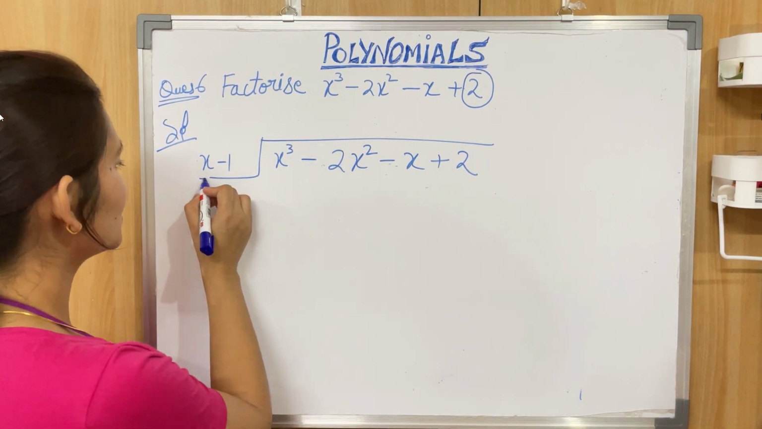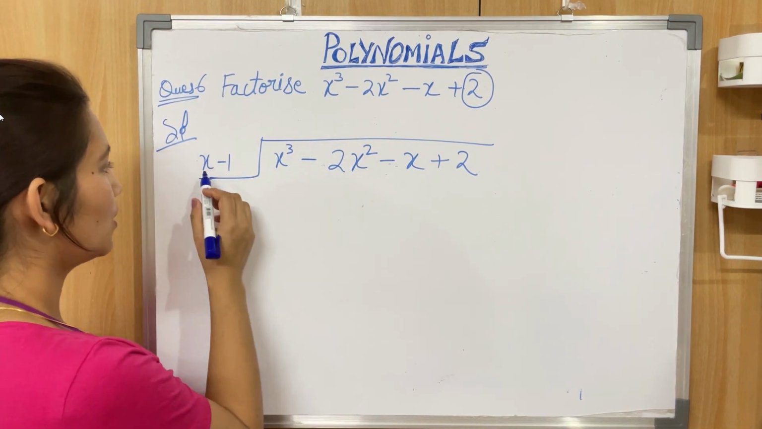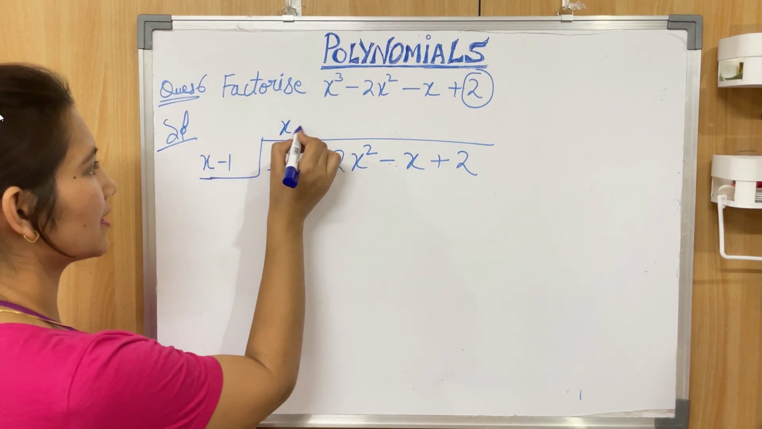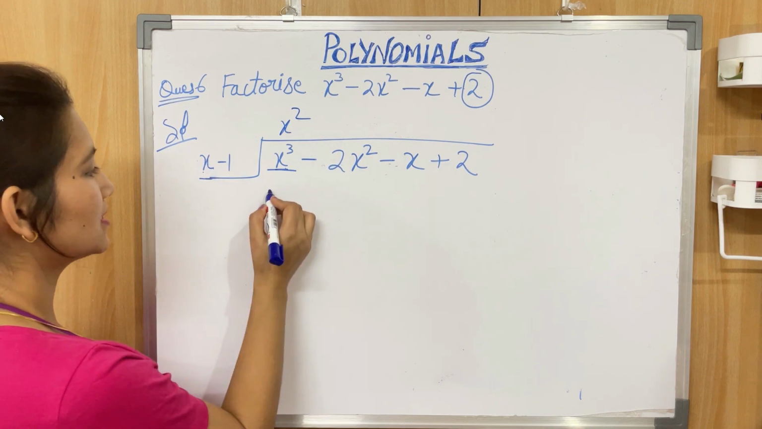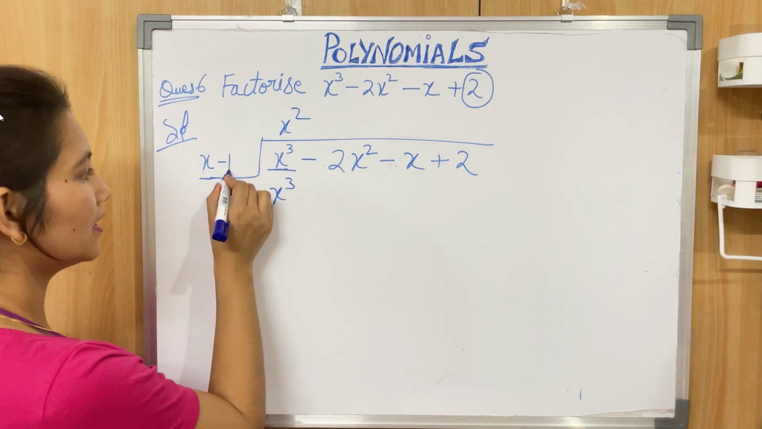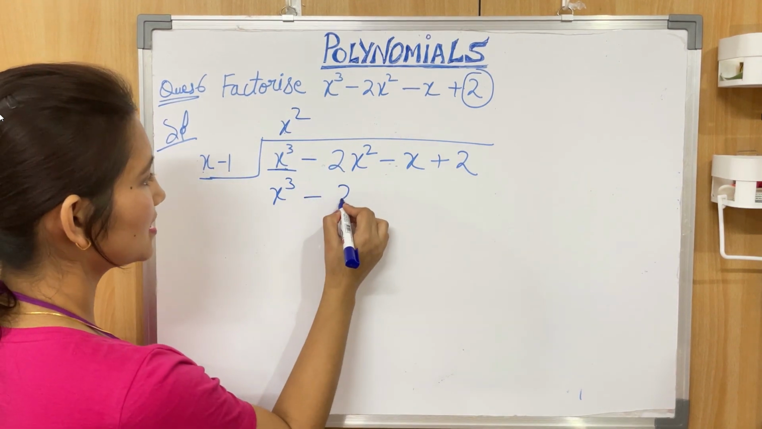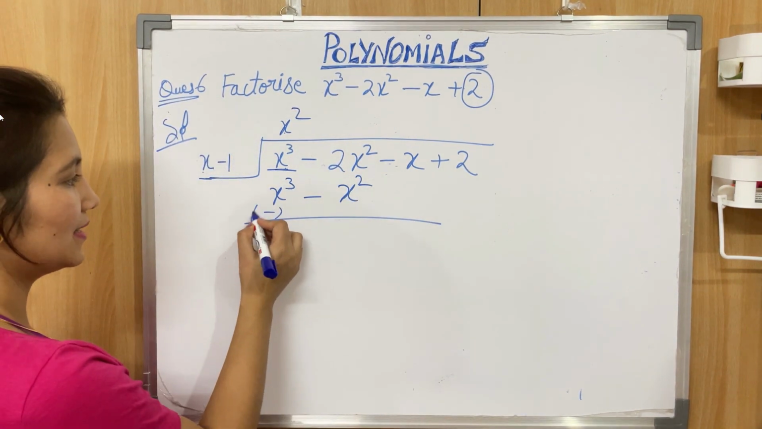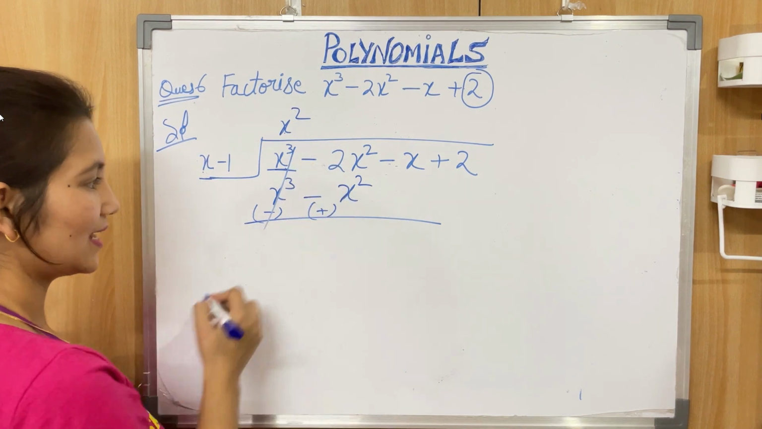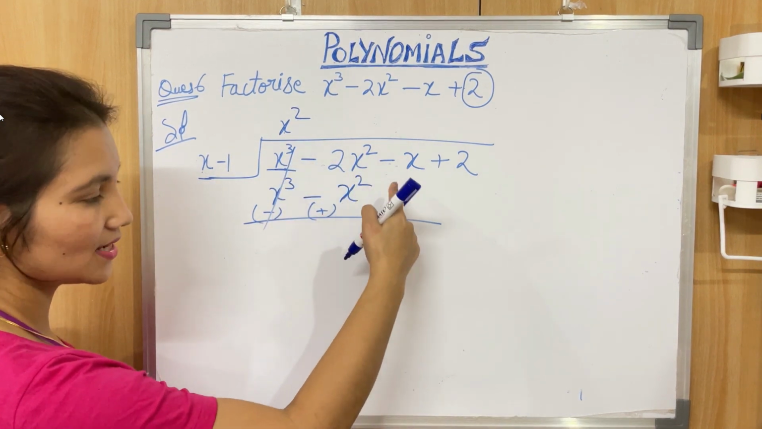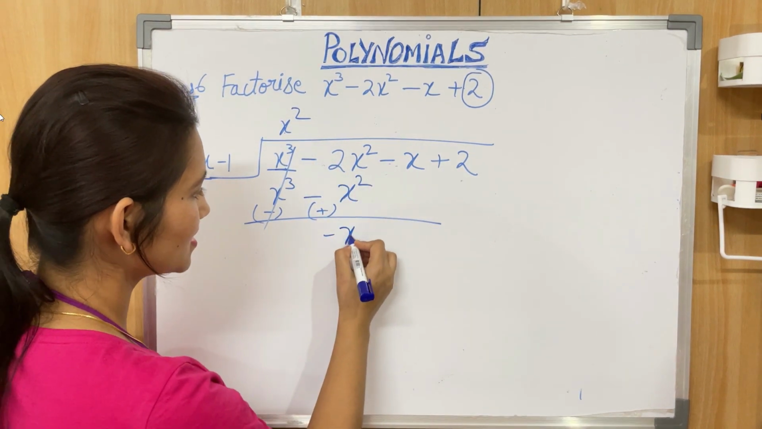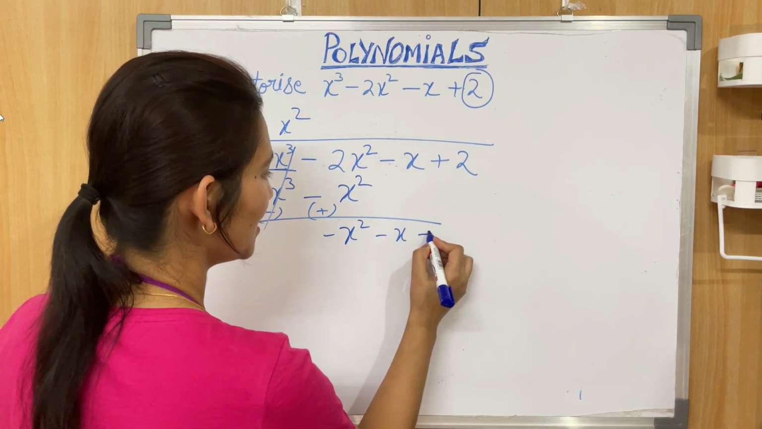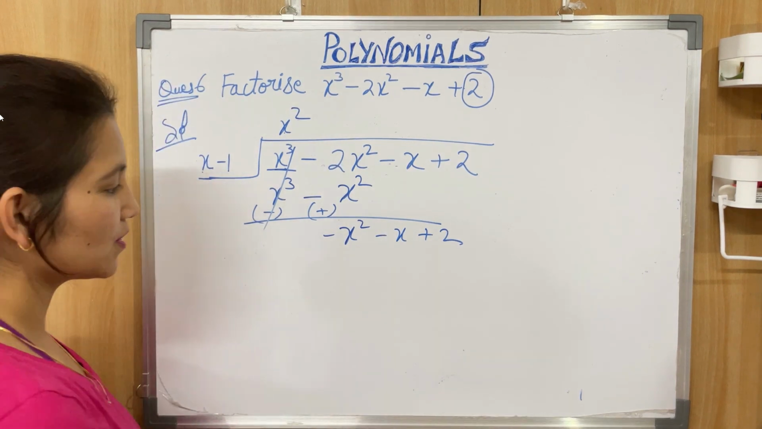So x minus 1 is our factor. Now let's divide it. Okay, so x square, first term, x square into x is x cube. Now x square into 1 will be minus x square, right? Now we need to change the sign. It will be minus, it will be plus, and cancels out. Minus 2x square plus x square will make it minus x square. Whatever is left, you need to bring it down. Minus x plus 2. Okay, now again repeat the process.